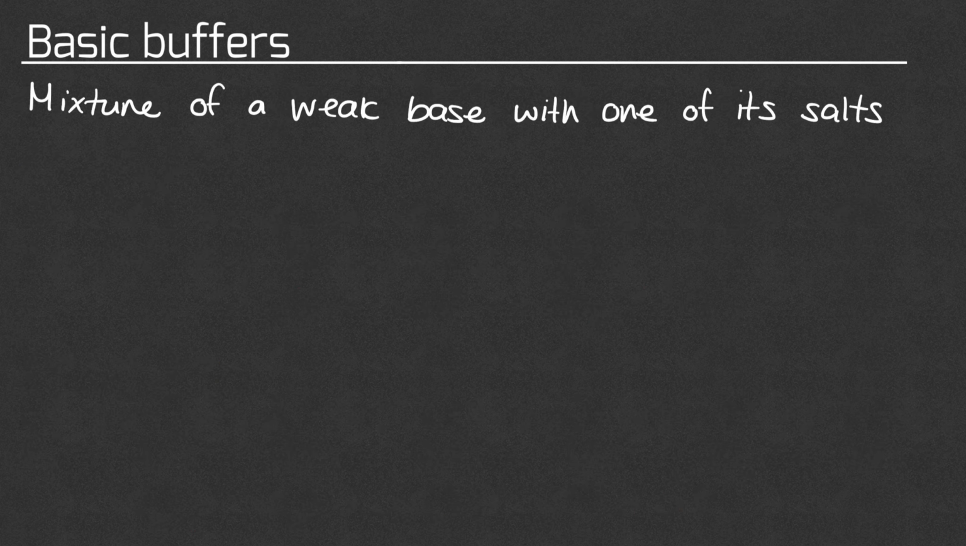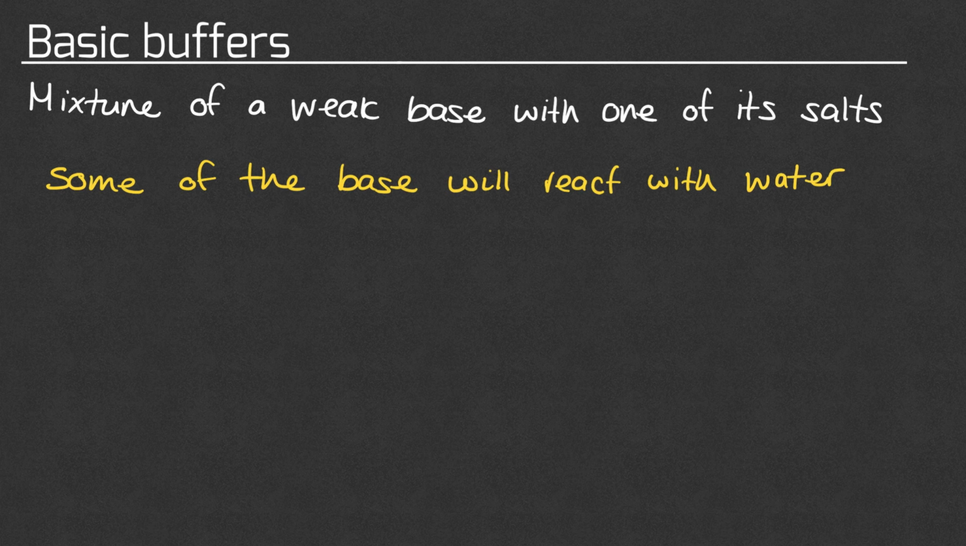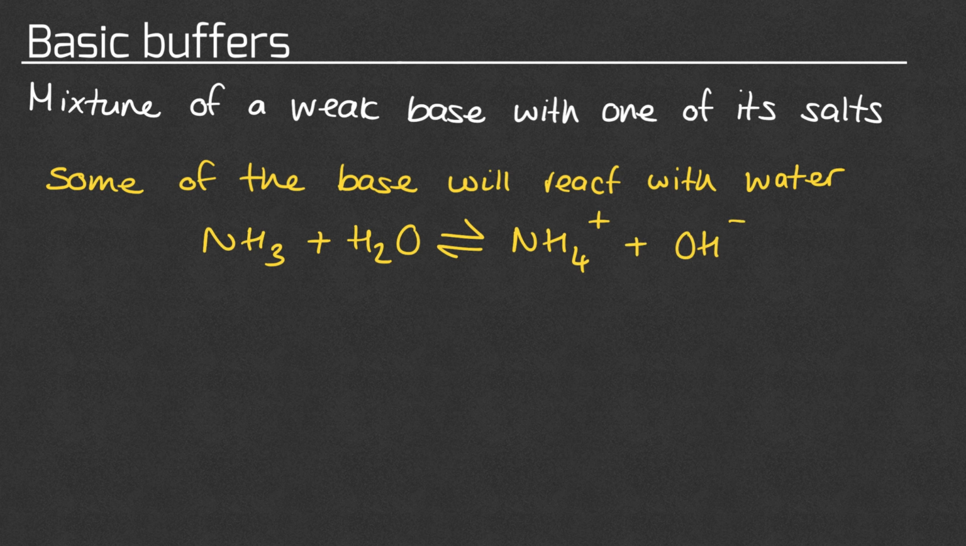So similar to an acidic buffer, a basic buffer is a mixture of a weak base with one of its salts. Some of the base will react with water. So some of our base here, our ammonia in this case, will produce the NH4+ and the OH-. But just like the acid, the equilibrium shifts far to the left, so it doesn't really dissociate. So when we add the weak base, the vast majority of that solution will be the weak base.